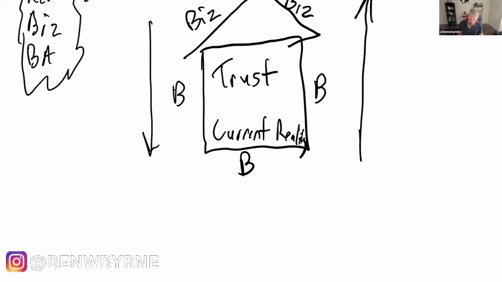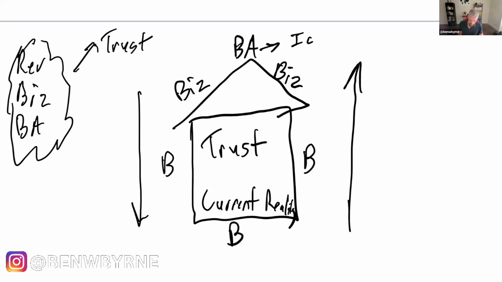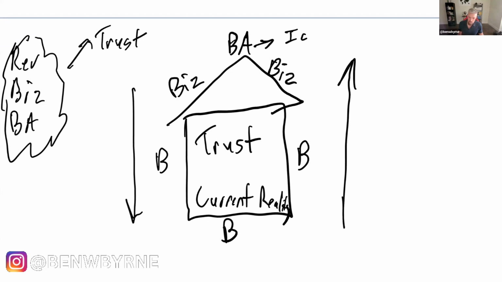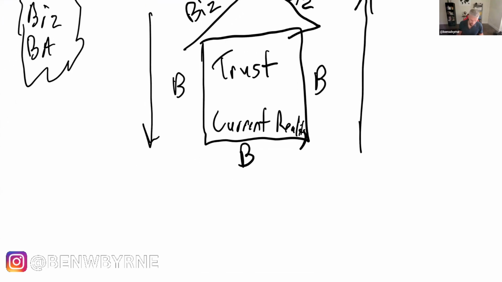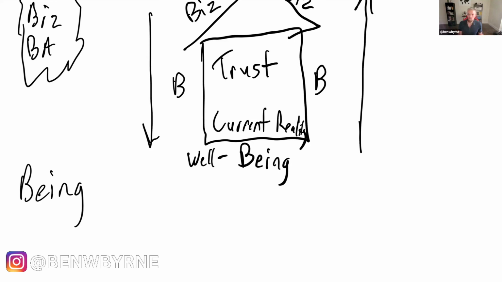So there's really 5 B's here. So bank account and business at the top. The other 3 are very important. So let me write them out. So the first one is being. All right, this one's being. And you can think of being as like your well-being.